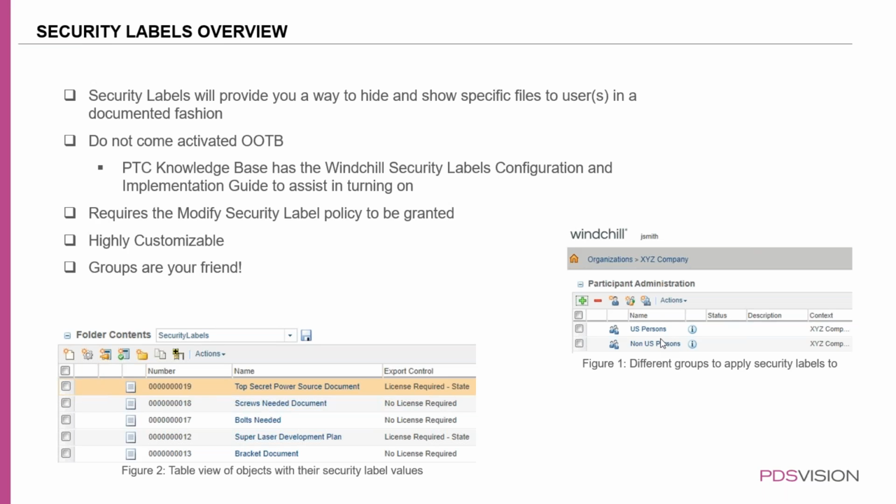Another example is maybe what you're developing is ITAR restricted at a specific product, but maybe you have non-US persons who are able to access certain objects for this full product. That's another way you could use security labels to control who can see what. And so in the demo, we'll actually see how these groups control who sees your specific objects. But that is a basic overview, right? Security labels are really just hiding and showing objects inside of Windchill.